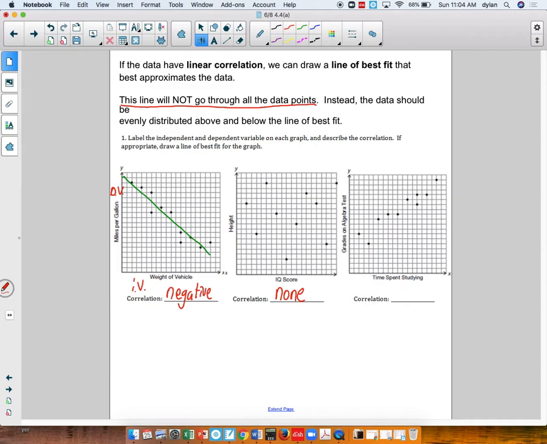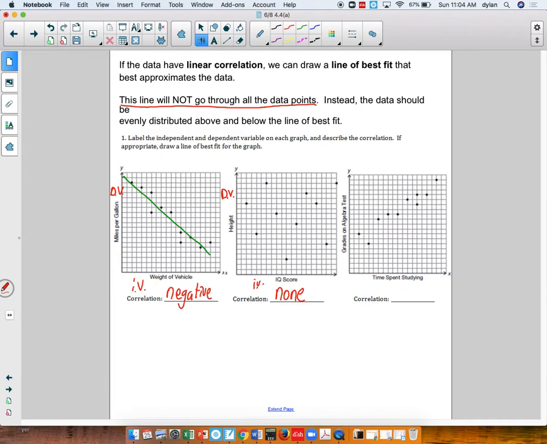Now our IQ score obviously would be our independent variable, and our height would be our dependent variable in this case. However, because there's no real correlation here, we can't really say that height depends on IQ score or IQ score depends on height. So there is no line of best fit for this problem.